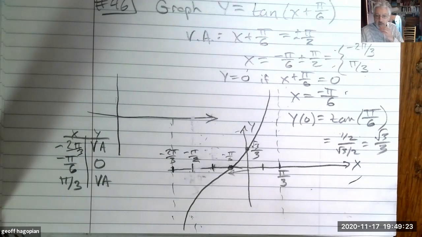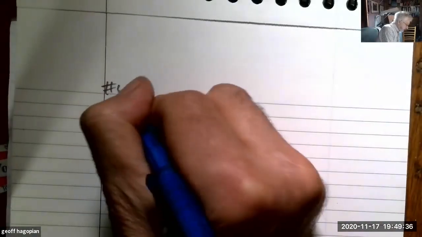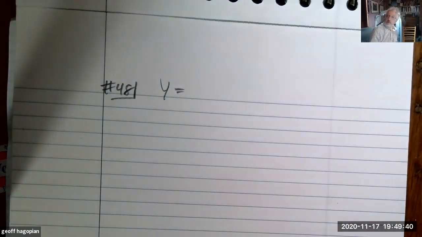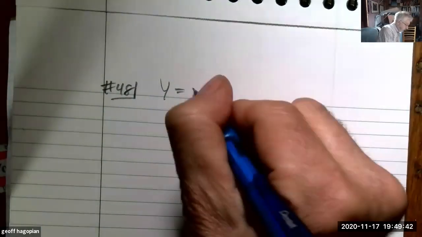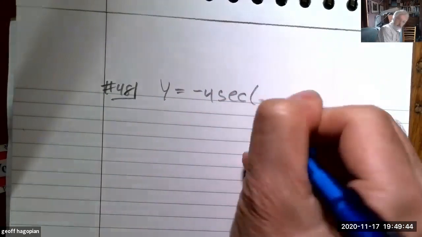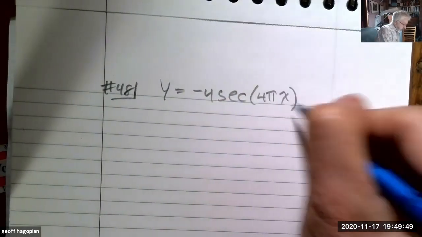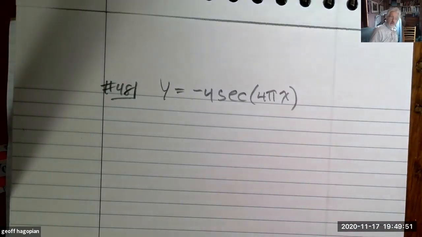Okay. How are we doing? Shall we do the secant one? We've got number 48, y equals the secant. Well, it's going to be a multiple of the secant, right? So it's negative 4 times the secant of 4 pi x. Okay.